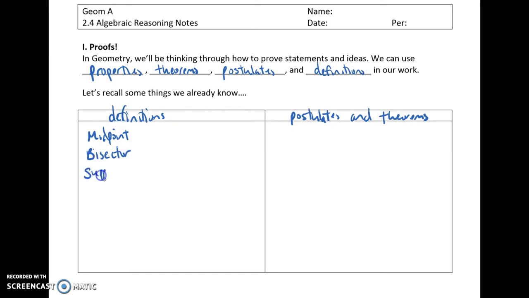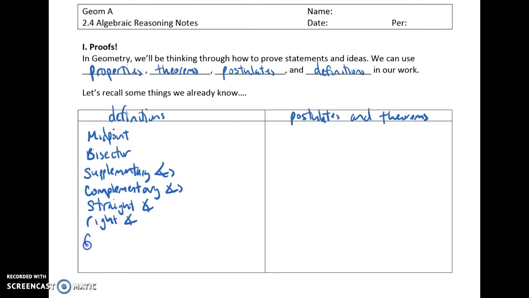of supplementary angles, complementary angles, we've also seen straight angle and right angle. And one that a lot of people forget we can use is the definition of congruence. So if you've forgotten what any of these words mean, you can feel free to go through and look at your notes or look at the glossary.